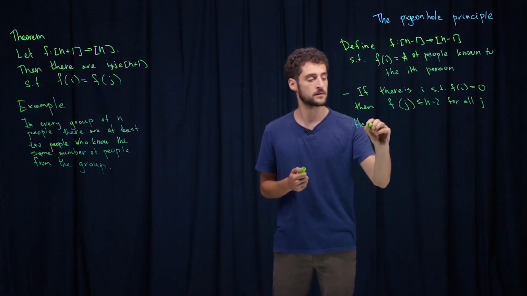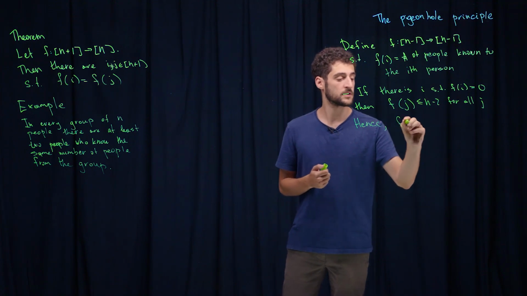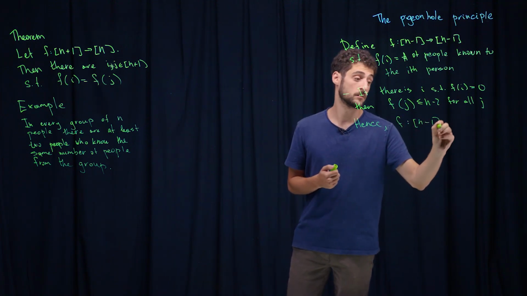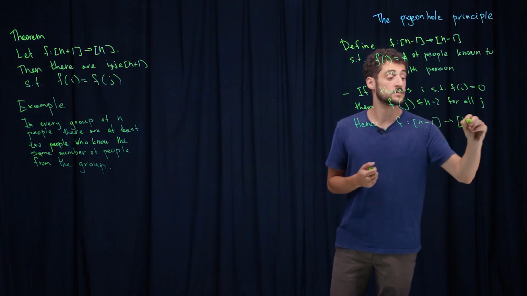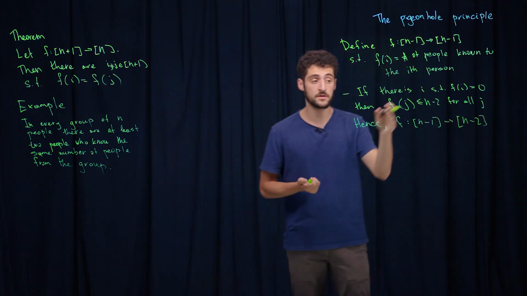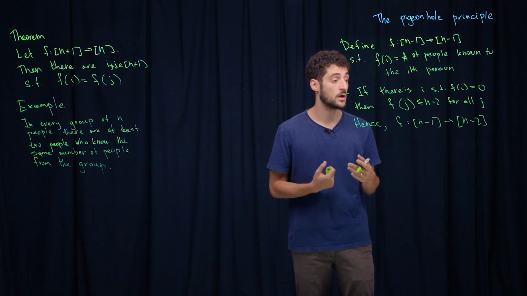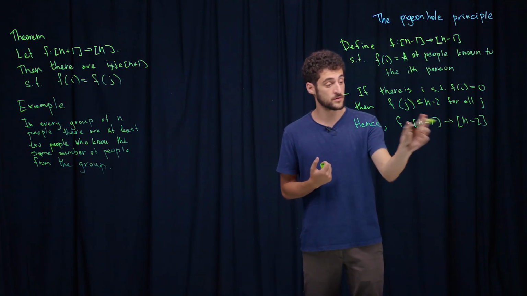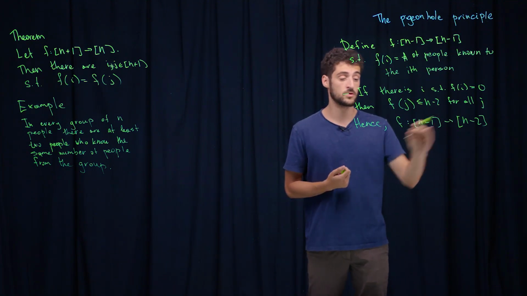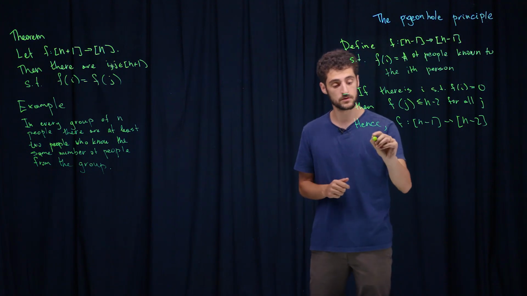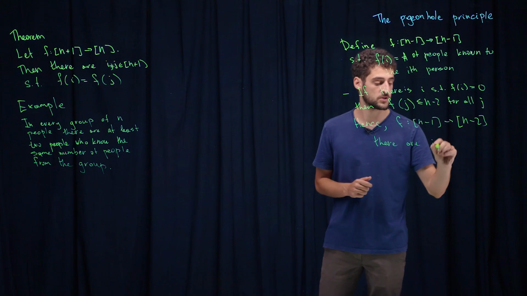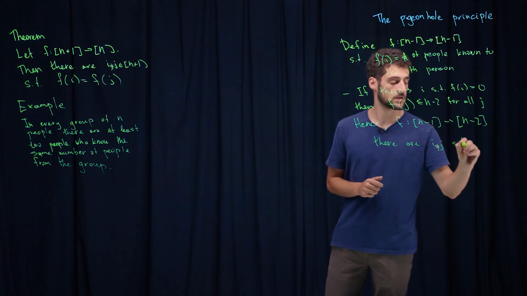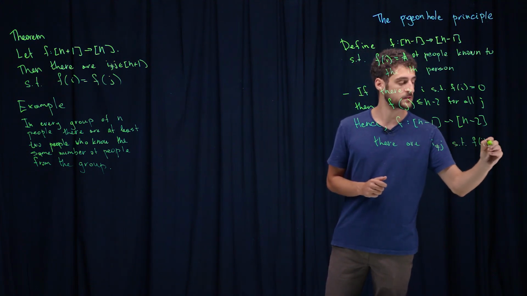Hence, f is a function from n people to the numbers up to n minus 2, because all the numbers are less or equal than n minus 2. And it means that there are 2 people from this group who know the same number of people. So there are i and j such that f of i is equal to f of j.